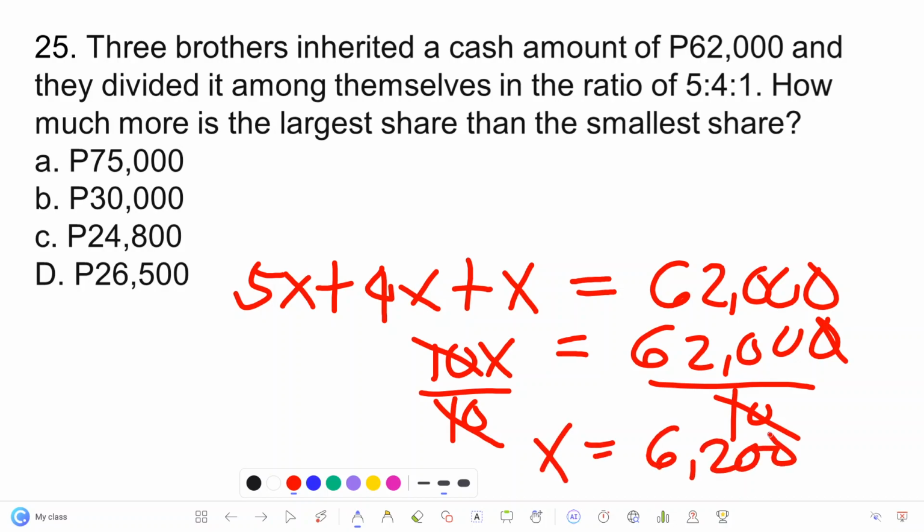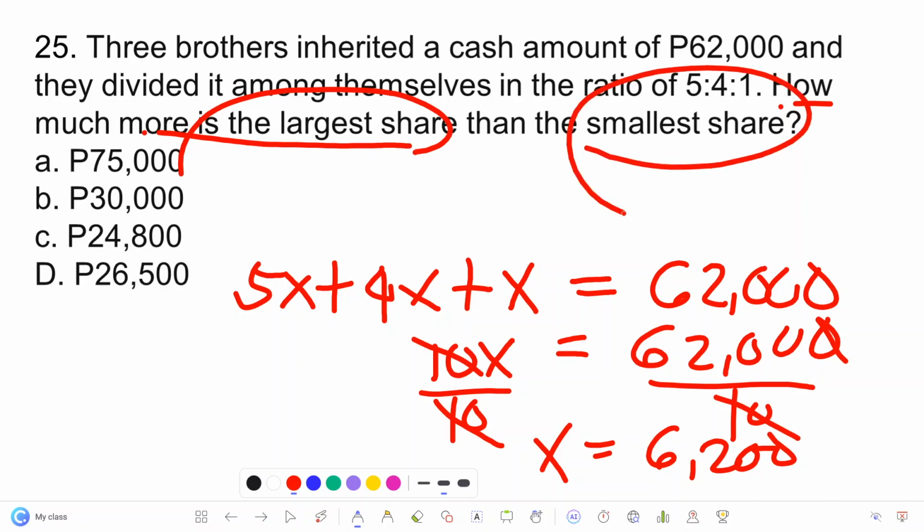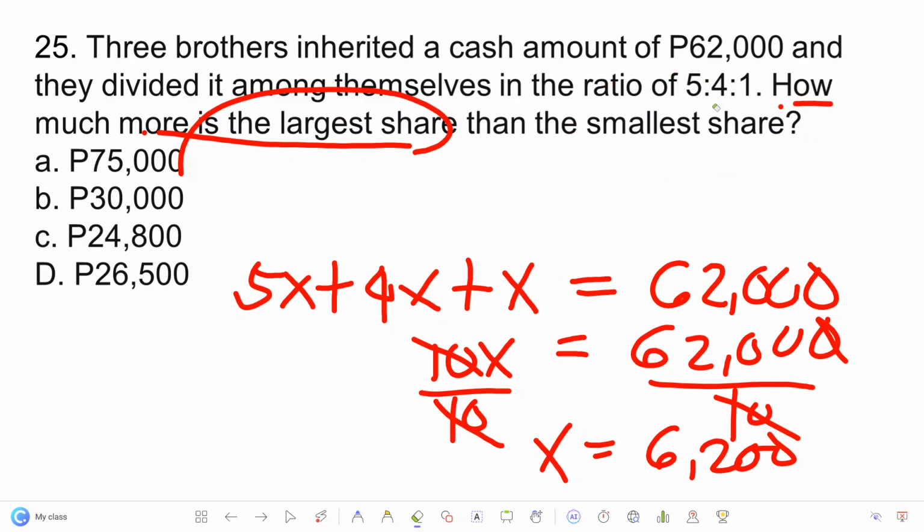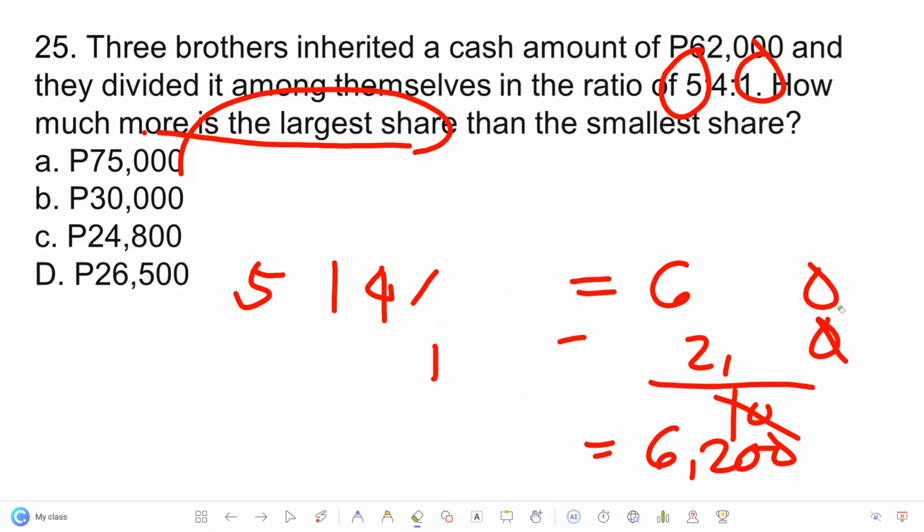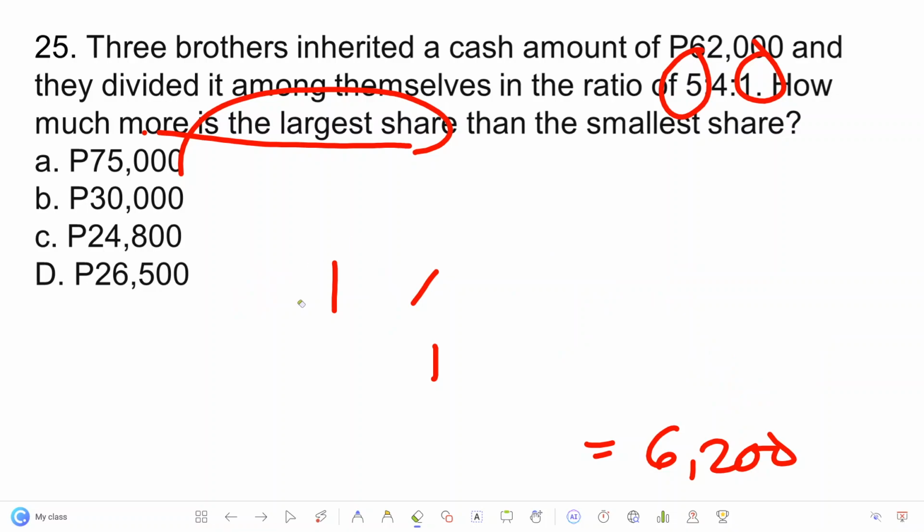So, hindi pa ito ang sagot dahil ang hinahanap natin, how much more is the largest share than the smallest share. So, ang difference ng largest at yung smallest ang hinahanap natin. So, ano ba ang smallest? Ang smallest ay itong 1 part at ang largest ay ang 5 part. Okay, so ang gagawin natin, i-multiply naman ang x into 1 and into 5, then subtract the values to get the difference of the largest and the smallest share.